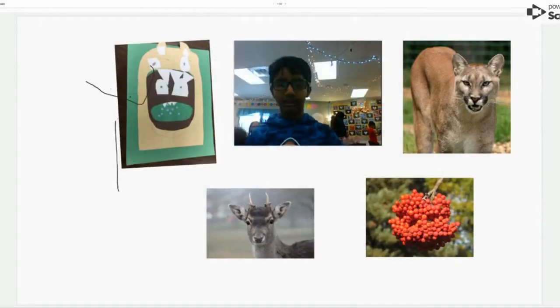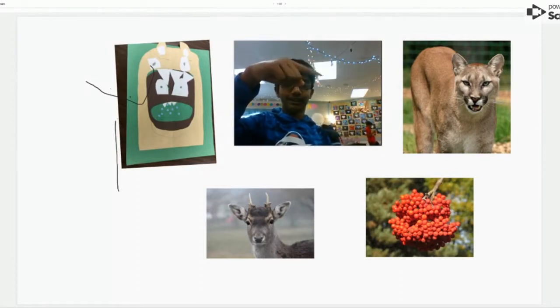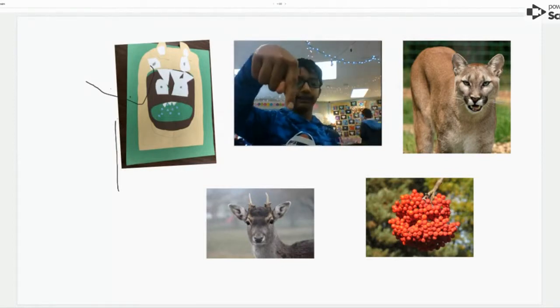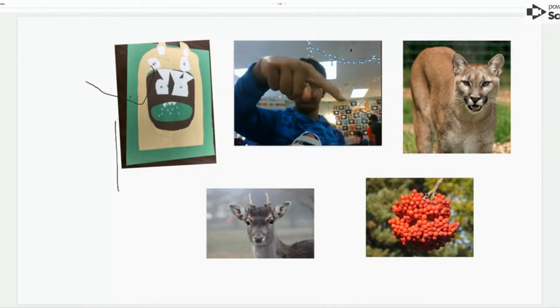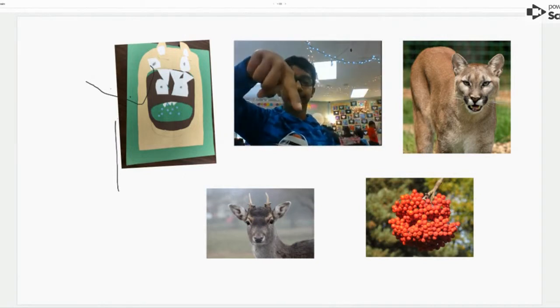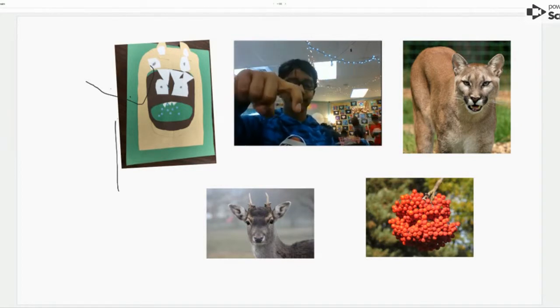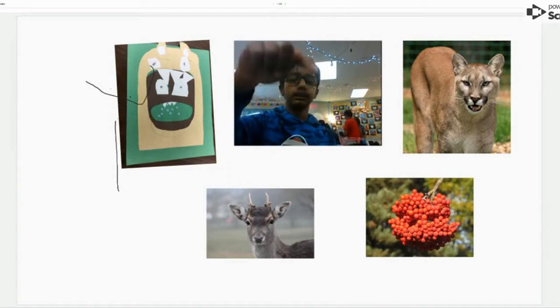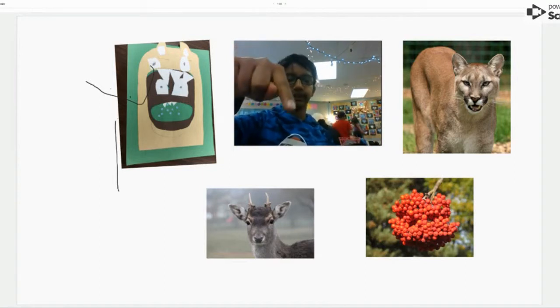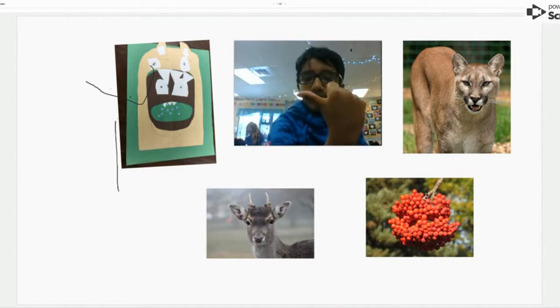Okay, so this right here is the lion, and this is my food chain over here. This is the deer, and this is the berries. So the deer eats the berries, and the mountain lion eats the deer. So it's like berries, deer, mountain lion. And that again is my food chain.